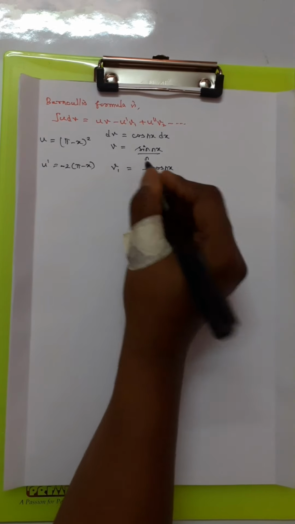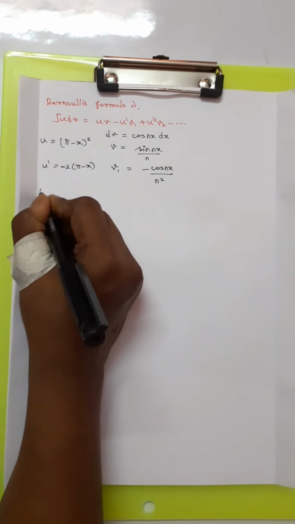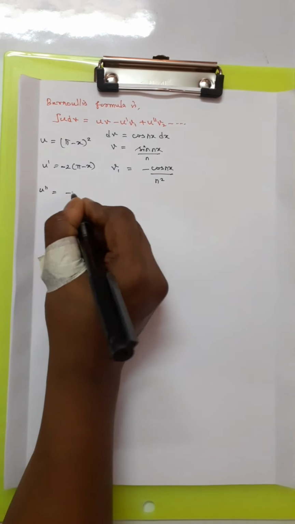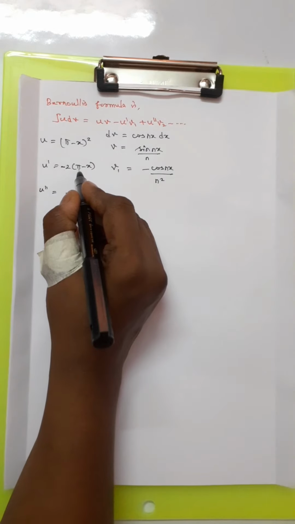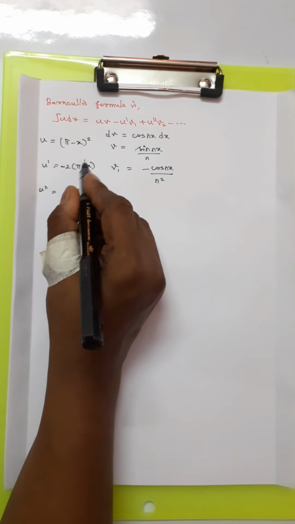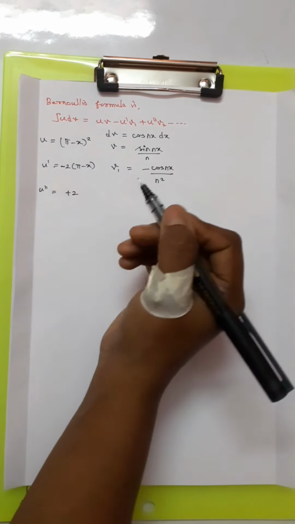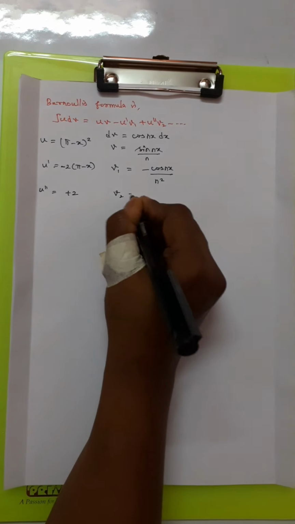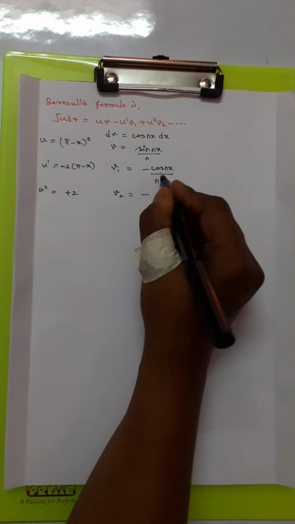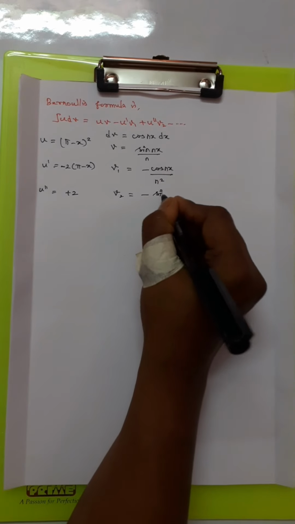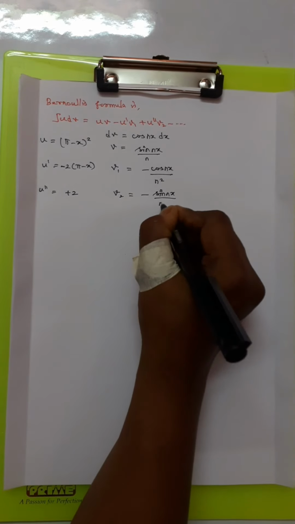Already we have an n, so one more n becomes n square. Then u double dash is minus 2 pi. When we differentiate pi, it becomes 0. Differentiation of minus x is minus 1, so it becomes plus 2. So v2 is equal to minus integration of cos, which is sin nx by n cube.